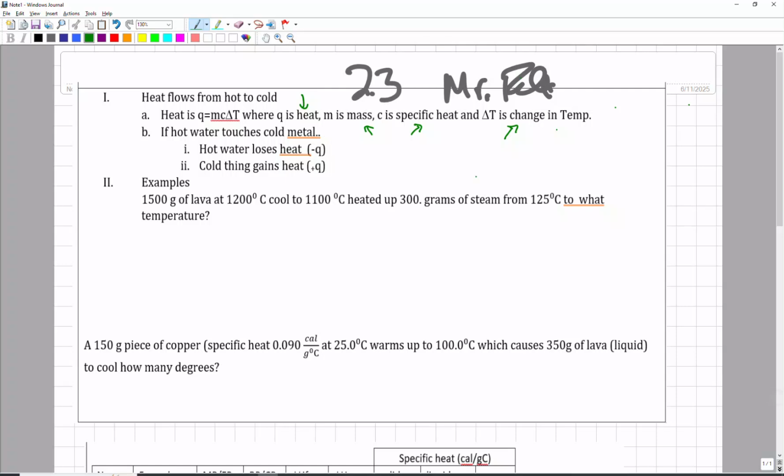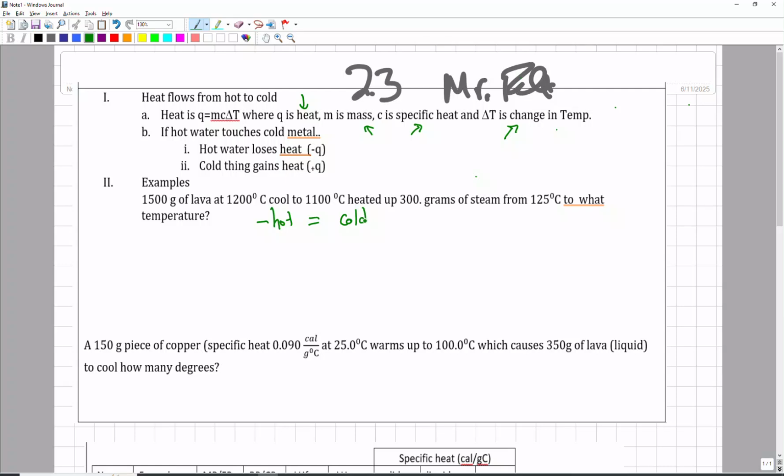So the way I do this is I set them up negative hot, I always put the hot thing on the left, equals cold. Okay, so 1,500 grams of lava at 1,200 degrees Celsius cools to 1,100 degrees Celsius, and it's heated up 300 grams of steam from 125 to what temperature?